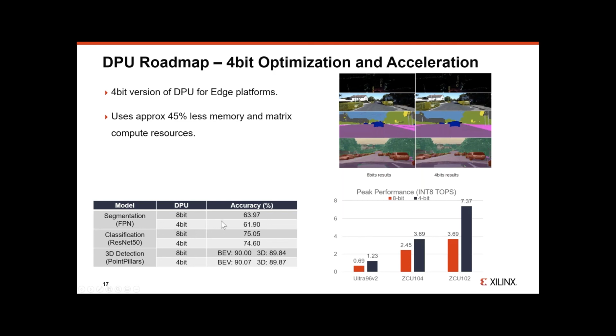You can see for segmentation, we achieved close to the original accuracy as well as for classification and for a 3D detection point pillars model. The amount of compute is boosted because now we're using 4-bit operations, and we can make the most out of the device by reducing that bit width. So we go from about 0.69 TOPS in an Ultra96 board, which is a ZU3 device, to about 1.23 TOPS. And for a ZCU104, about 2.5 to about 3.7, and the ZCU102 about 3.7 to about 7.3. So we almost double the amount of compute that we can get out of a device by using 4-bit.